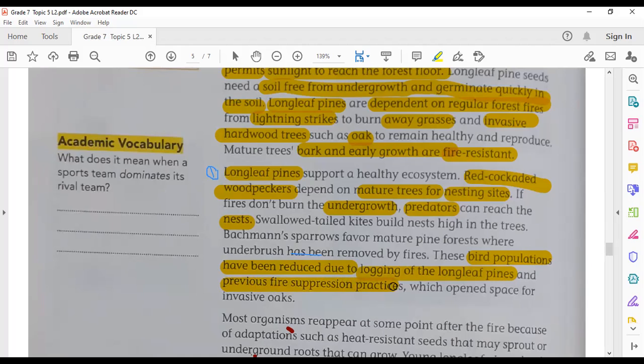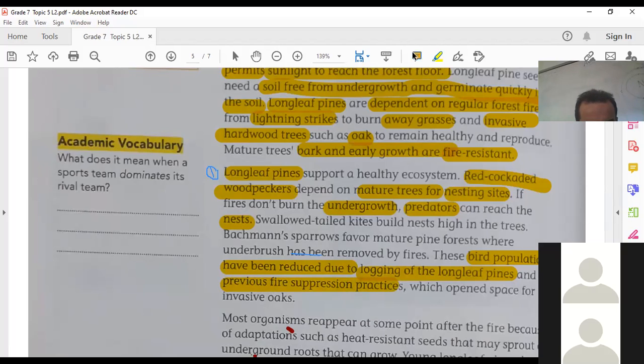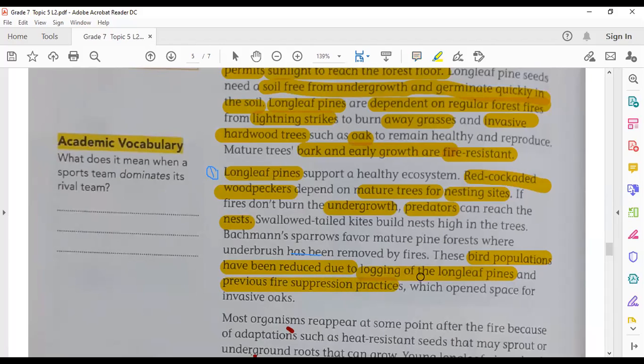What does it mean, previous fire suppression practices? Because a lot of fires happen in these forests, people make practices that reduce the fires. But subhanallah, fires are good for longleaf pines. Fires are good for many animals that live there. So logging of longleaf pines, and also the previous fire suppression practices, all of these are not good for these forests, for the longleaf pines, for the animals that live there. Why? Because the invasive oak will grow, and invasive oak is not good for the longleaf pine.